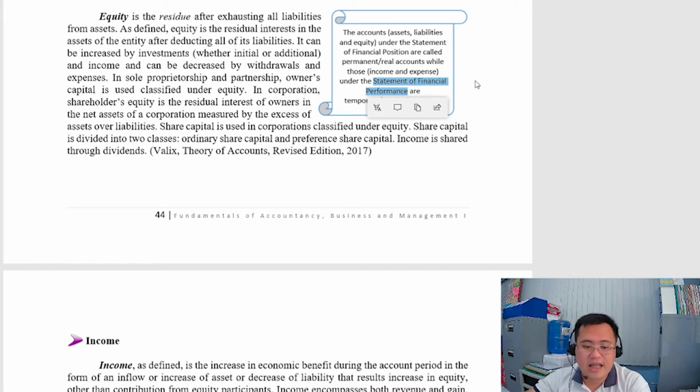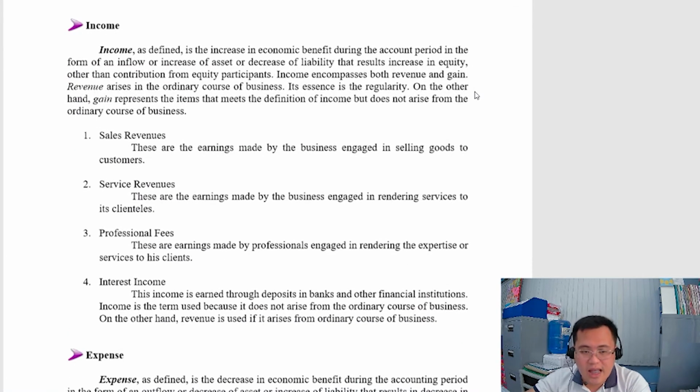To further discuss, our fourth major account is income. Income as defined is the increase in economic benefit during the accounting period in the form of an inflow or increase of asset or decrease of liability that results in increase in equity other than contribution from equity participants. Income encompasses both revenue and gain. What is a revenue? A revenue arises in the ordinary course of business. Its essence is the regularity.